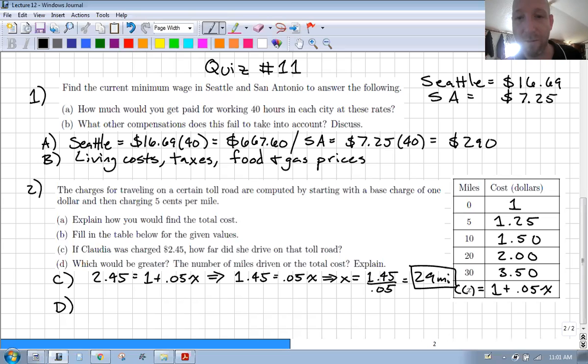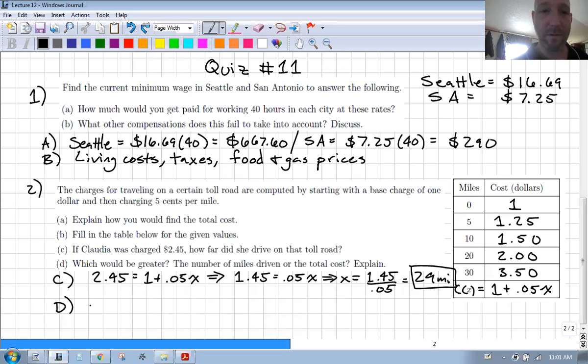The miles is always going to be more, right? Except for, let's see, except for right here. When it's 0 miles, the cost is 1. Other than that, your miles is always more than your cost because it's only 5 cents per mile.